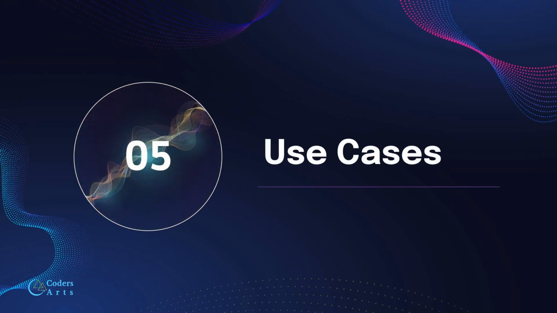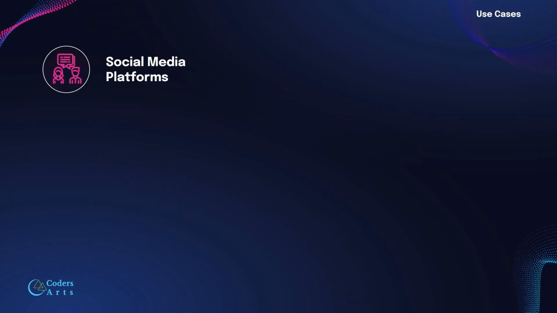Here we'll talk about where content moderation using Rekognition would really shine in the real world. So the first use case could be seen in social media platforms. Content moderation is critical for any platform that allows user-generated content. Rekognition helps automatically flag images or videos containing explicit nudity, suggestive content, violence, or hate symbols. So moderators don't have to manually review everything.